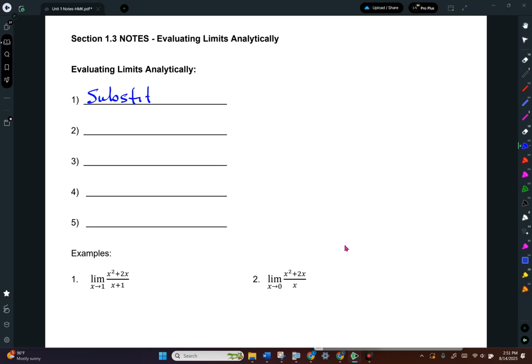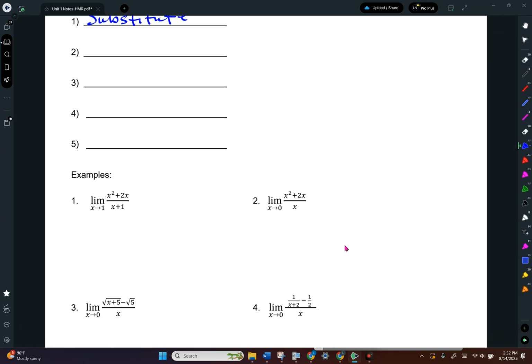Substitute. So it's kind of like, if I can substitute, that means there's an actual point there. So it's like I'm plugging in an x in order to find my y. So for example 1, if I want the limit as x approaches 1, I'm going to substitute in a 1 everywhere I see an x and see what I get.